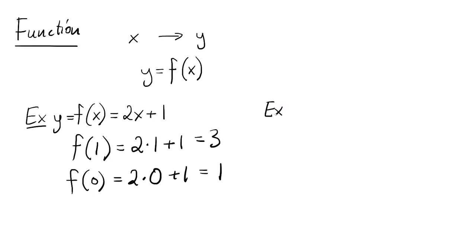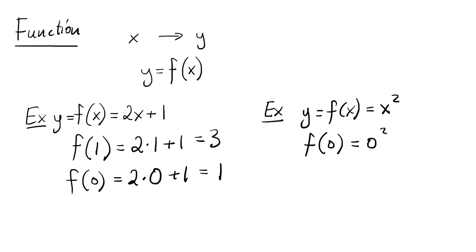Another example is if you take the function x squared. Then if you plug in, for example, 0, if x is 0, then y is equal to 0 squared, and that's 0. Or if you plug in 1, then you get out 1. In the examples we saw, we just put in some numbers for x and saw what we got out, y.